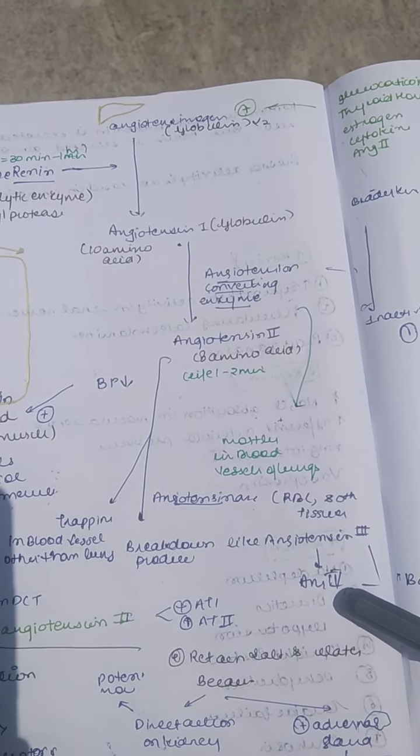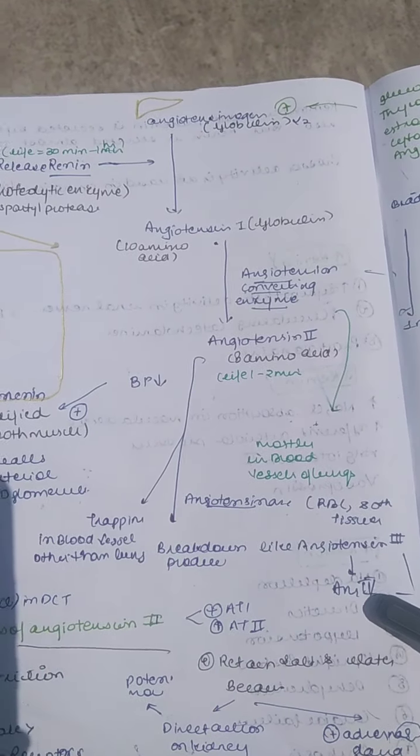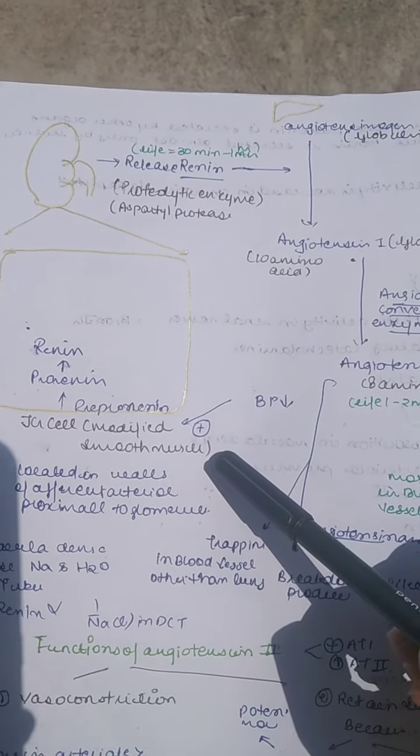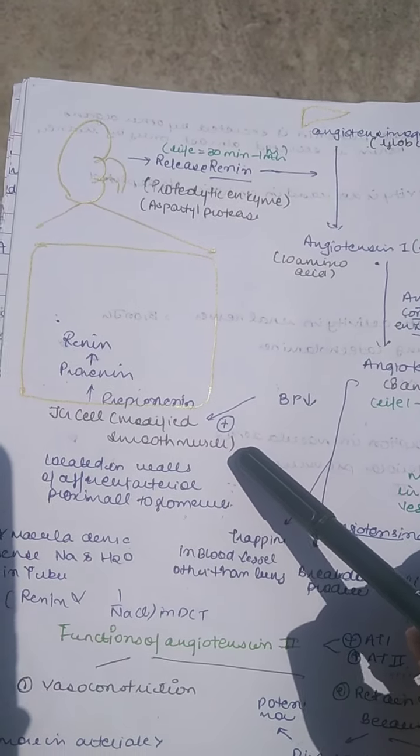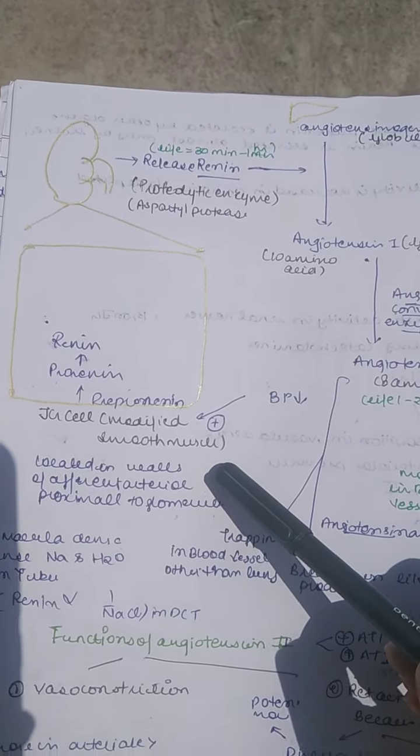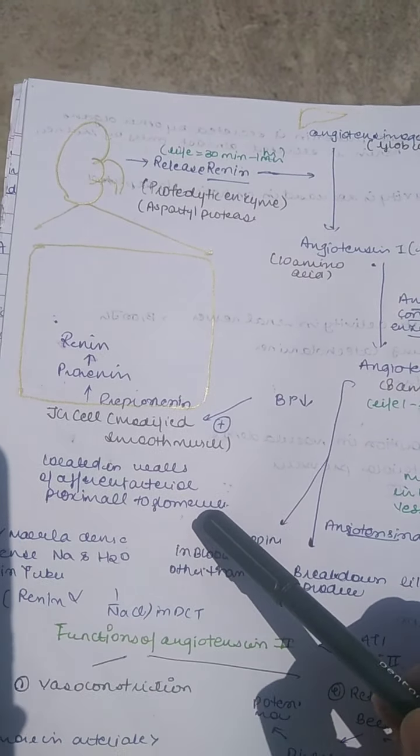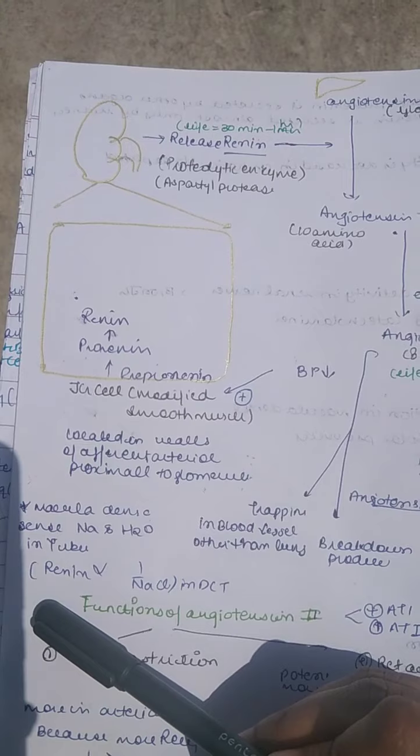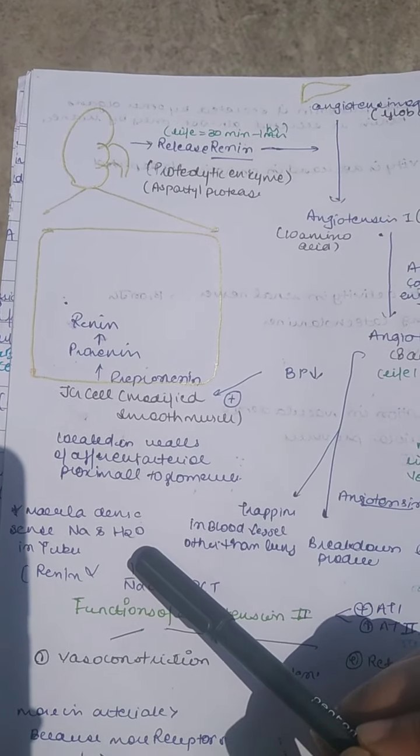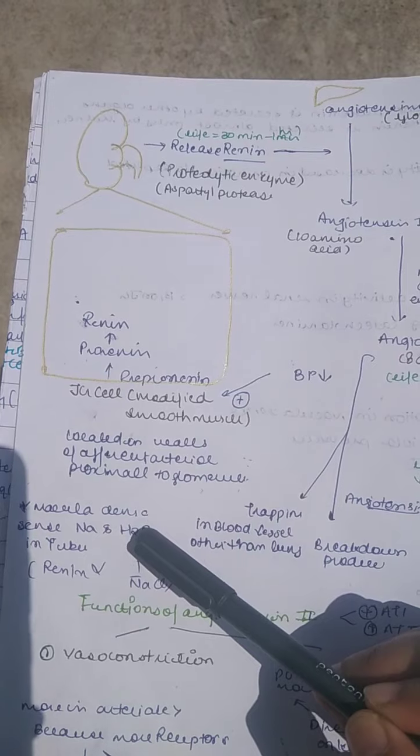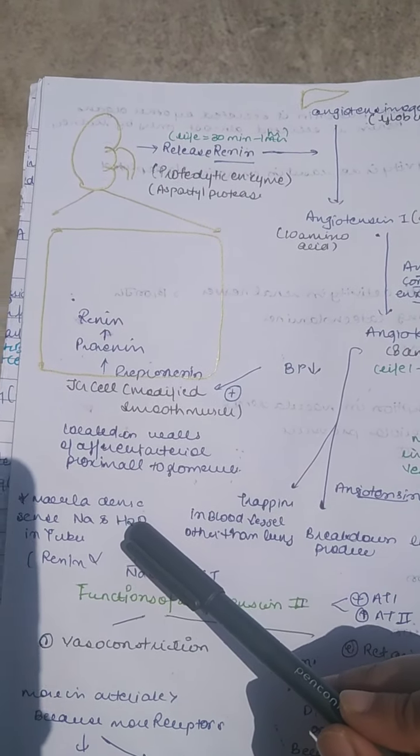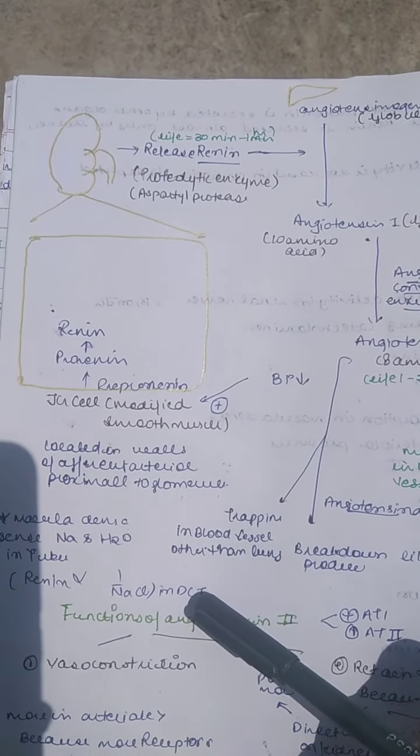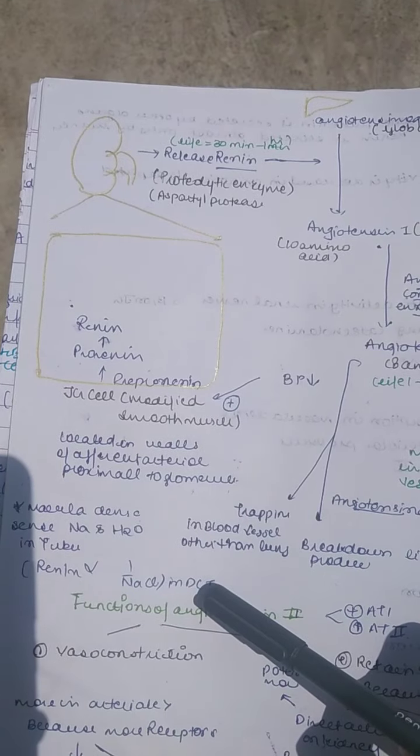Okay, now let me describe some of the important points regarding these. So JG cells are modified smooth muscle cells in the kidney that are located in the afferent arteriole proximal to the glomerulus, and the macula densa cells are part of the DCT that sense sodium and water concentration. Together, JG cells and macula densa are called the juxtaglomerular apparatus. Now the renin concentration is inversely proportional to the sodium chloride concentration in the DCT. So the more the sodium chloride concentration, the less is the renin.